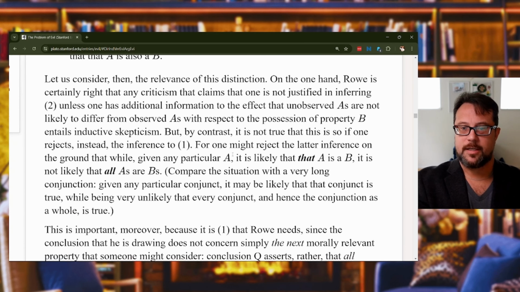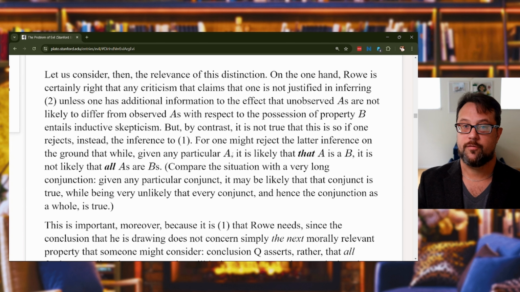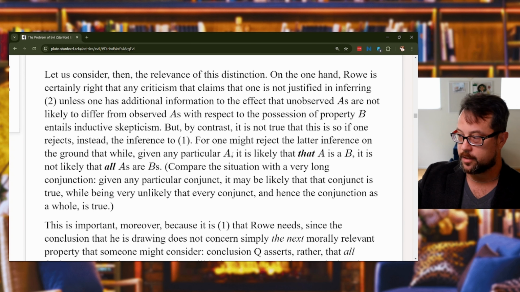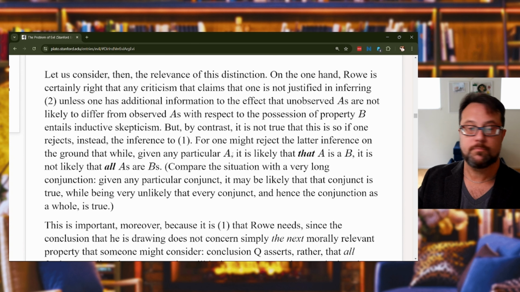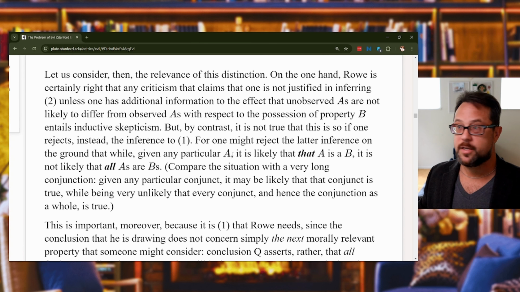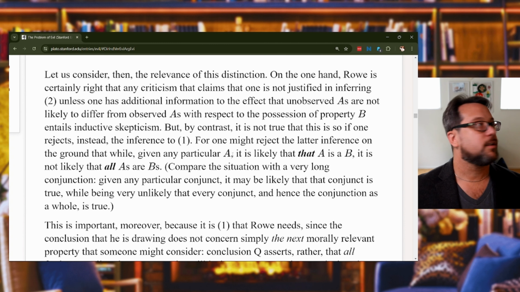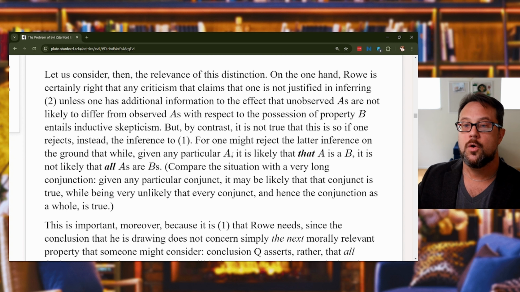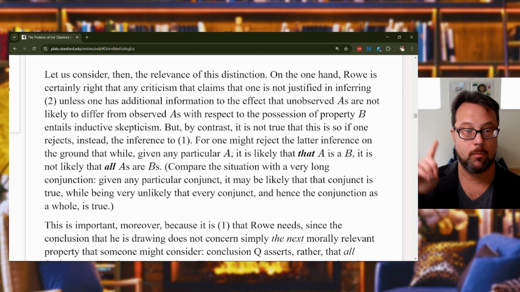Well, as he continues, on the one hand, Rowe is certainly right that any criticism that claims that one is not justified in inferring two, unless you have additional information, that is, to be justified in saying of any unobserved A that it is B, I have to have a good reason to think that were it not to be a B, I would have known about it. That's going to invite inductive skepticism, because then I always have to have these positive reasons to make the move from known to unknown. And in most cases, we're not going to have that reason. So Rowe is right that it invites inductive skepticism, but we can contrast that with the inference to one.